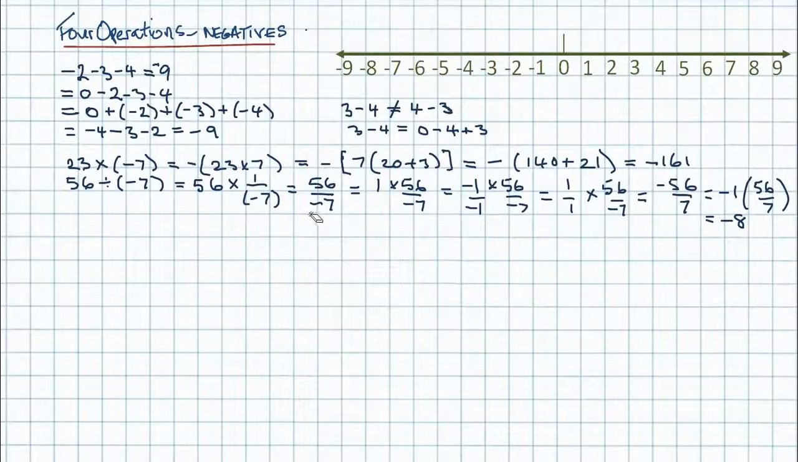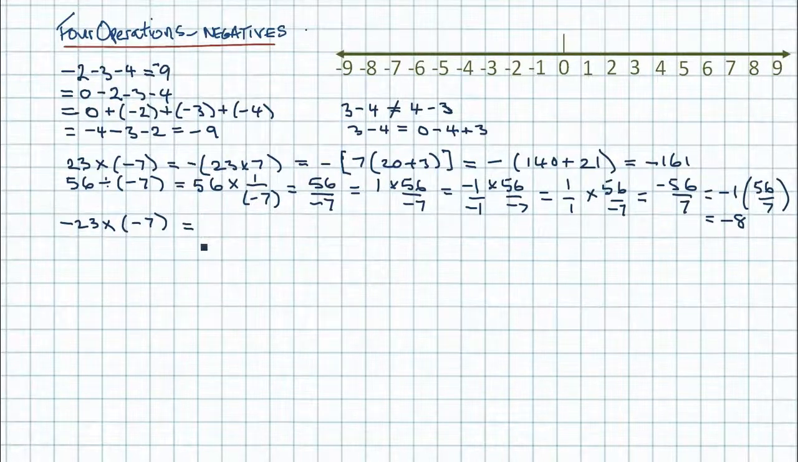Now, one final thing that we'll want to do here is think about what happens when we've got two negatives in a calculation. So what would happen if we had negative 23? Okay, so we're at negative 23 on the number line, way down here, and we're multiplying by negative 7. So we've got two negatives.